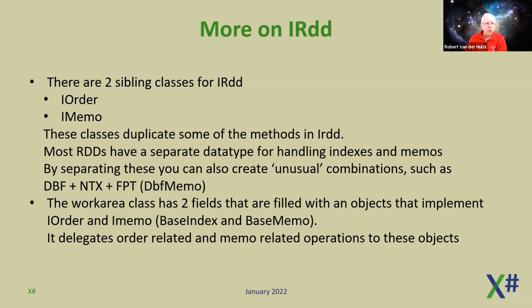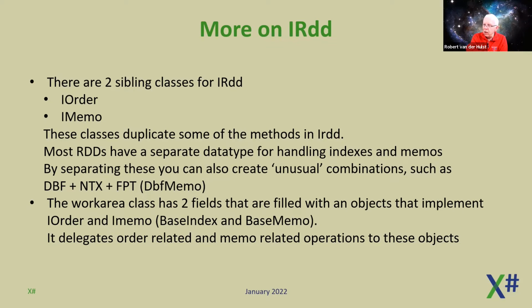There are two classes related to iRDD. When developing the RDD system, we looked at the existing RDDs and discovered that there were several combinations of file formats, index formats, and memo file formats. The most common ones are, of course, DBF, NTX, DBT, and DBF, CDX, FPT. But for example, Visual Objects also had a combination of DBF, NTX, and FPT, which is called DBF Memo. We have decided to add two extra interfaces, iOrder and iMemo.